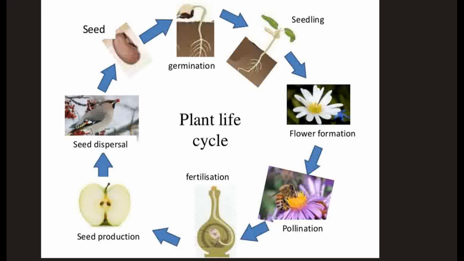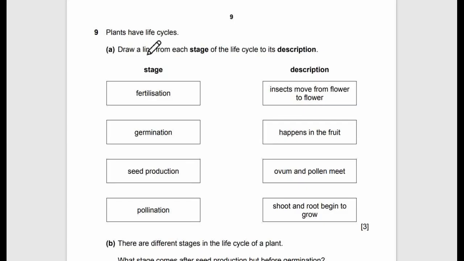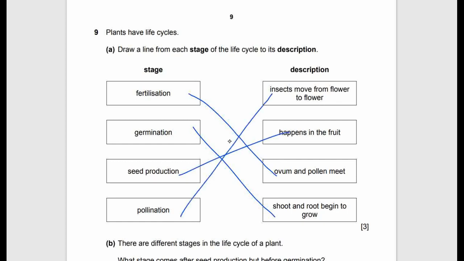So this is the plant life cycle. Now let's get back to the question. Fertilization is when the ovum and pollen meet. Germination is when the shoot and root begin to grow. Seed production happens in the fruit. Pollination is when insects move from flower to flower to carry the pollen to the female part, or stigma.